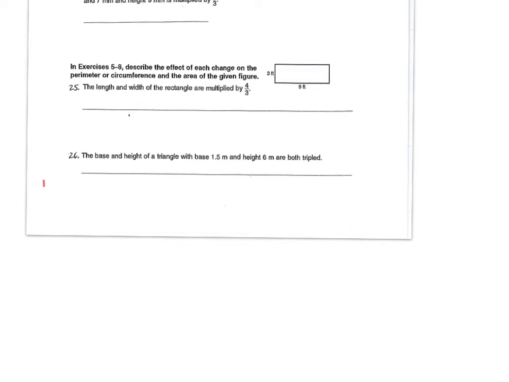So let me draw the triangle because I need to find out what's going on. The height is 6, the base is 1.5. When they say height, that means that the height is perpendicular to the base. So that's why I'm drawing it as a right triangle. So then, if I need to find the perimeter, how do I find the missing side, which is the hypotenuse?